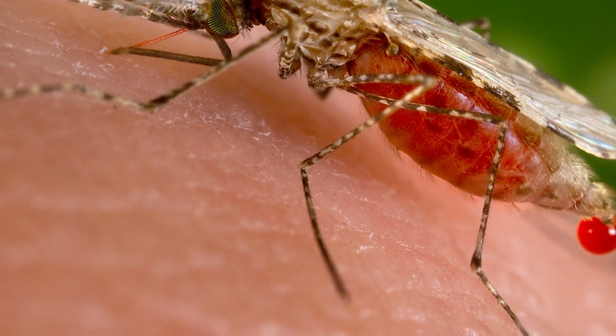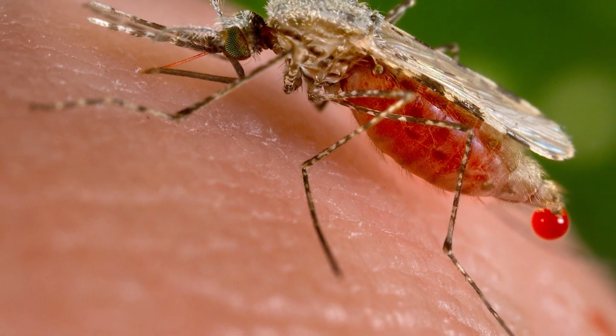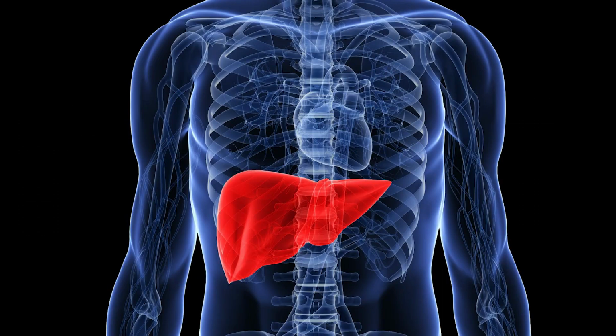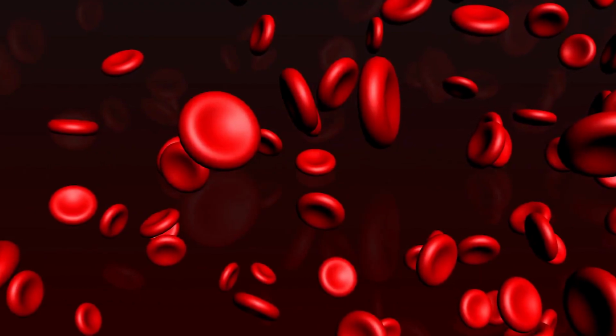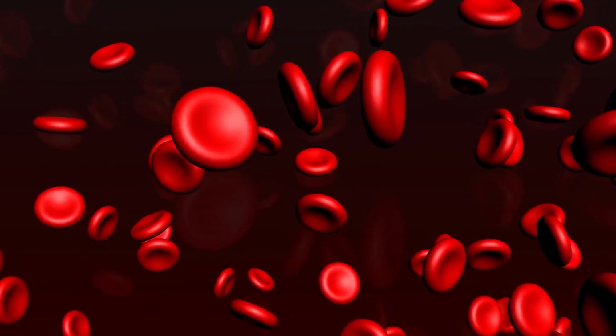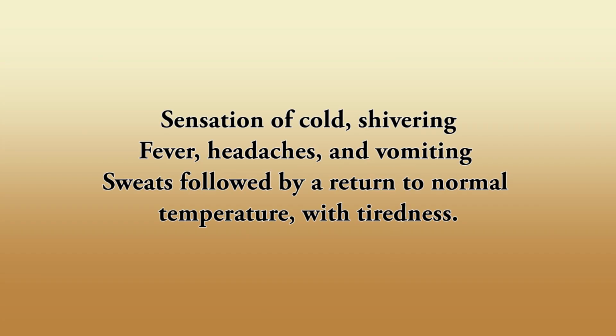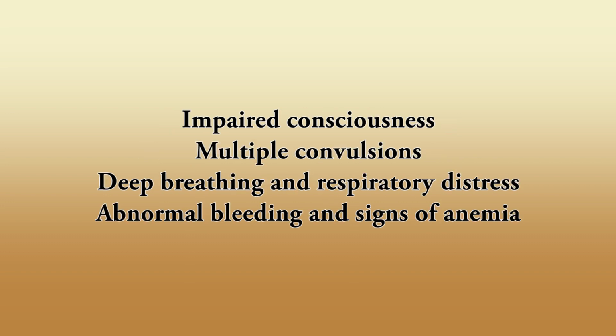Once an infected mosquito bites a human and transmits the parasites, those parasites multiply in the host's liver before infecting and destroying red blood cells. Symptoms of malaria: sensation of cold, shivering, fever, headache, vomiting, sweats followed by a return of normal temperature with tiredness, multiple convulsions, deep breathing and respiratory distress, abnormal bleeding and signs of anemia.